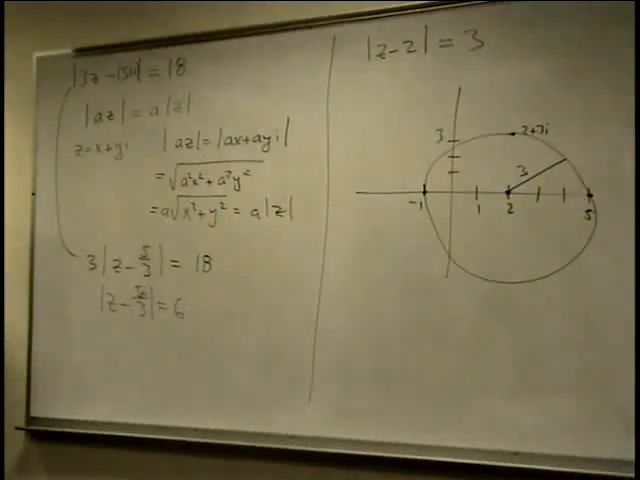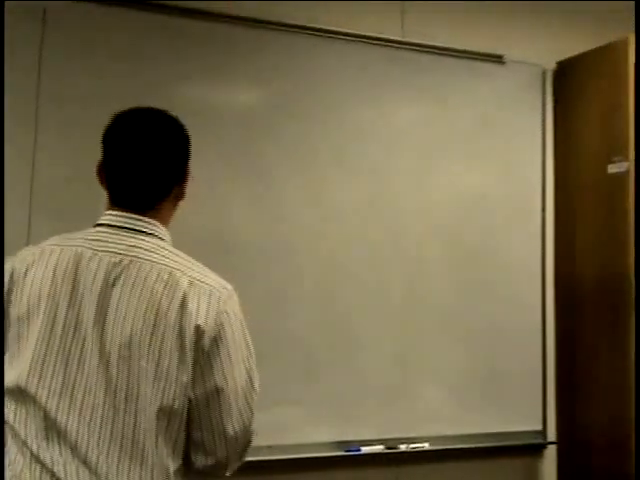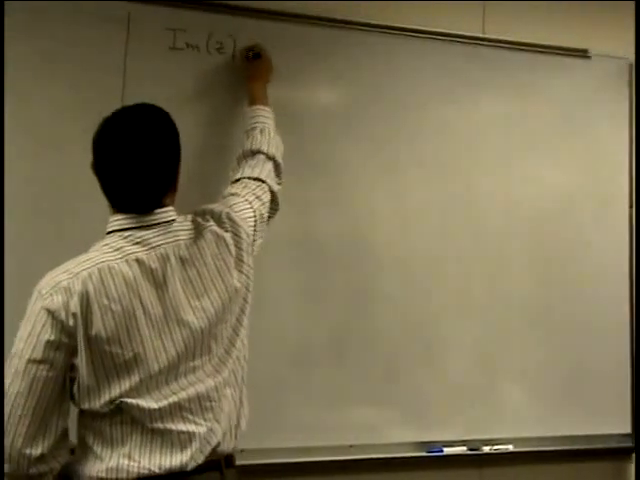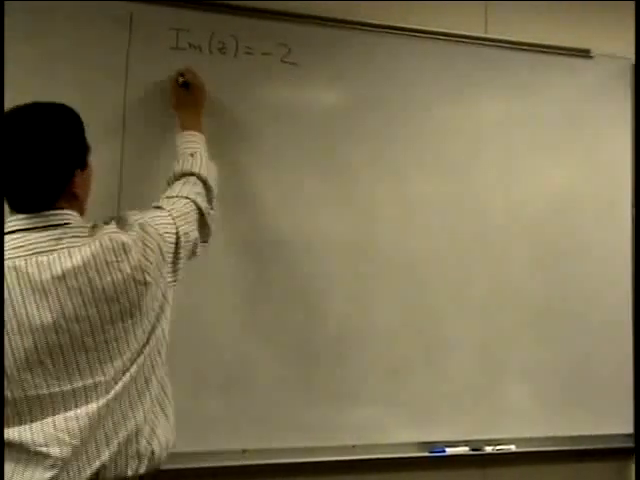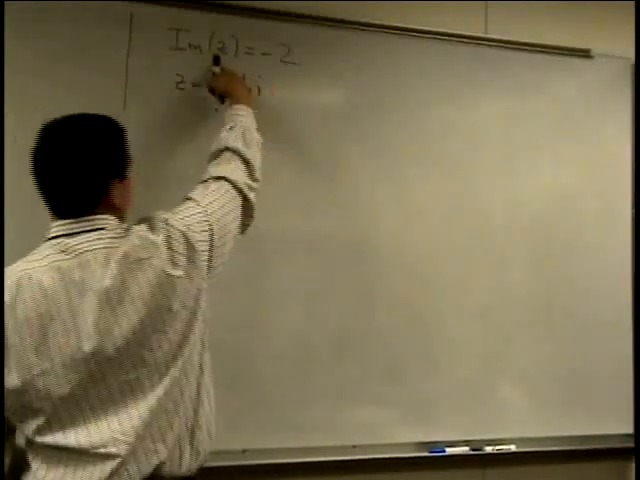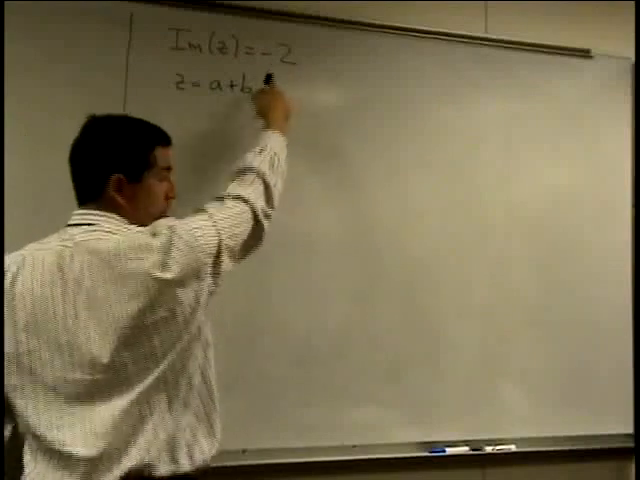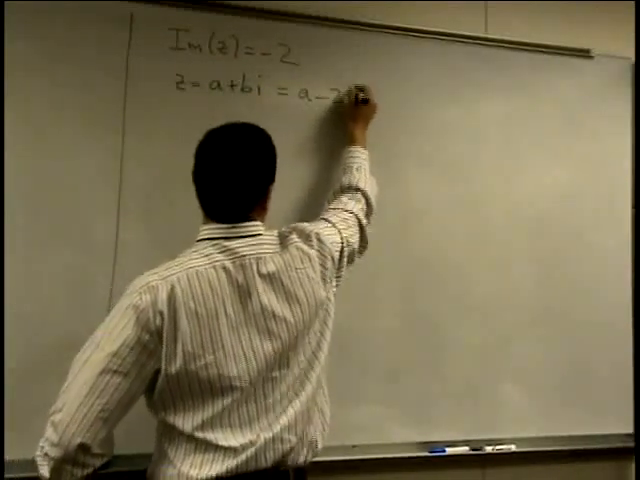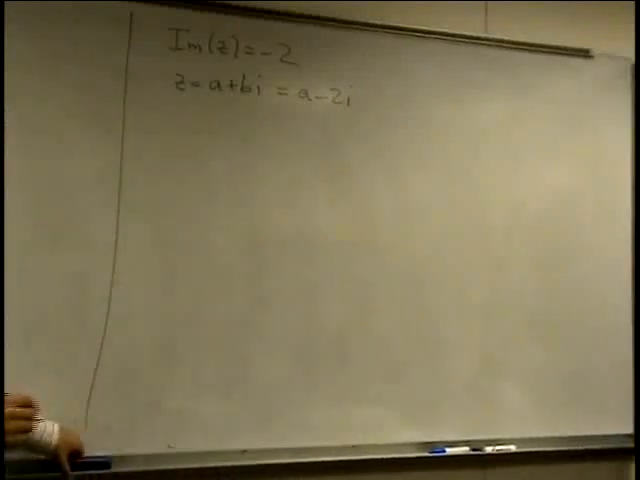Let's take a look at that. But aren't you just saying that the imaginary value is minus 2? The imaginary value doesn't change, so z is equal to a plus bi, but the imaginary value of z is minus 2. Then this means it's actually a minus 2i, right?